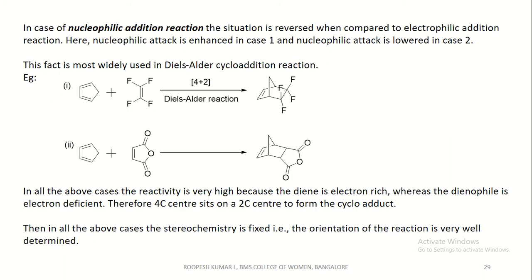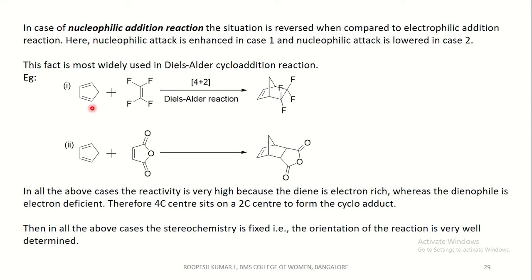In case of nucleophilic addition reaction, the situation is exactly reversed when compared to an electrophilic addition reaction. Here, nucleophilic attack is enhanced in case 1, that is, nucleophilic attack is enhanced when it is attached to an electron withdrawing group, and nucleophilic attack is lower in case 2, that is, it is lower when it is attached to an electron donating group. This fact is most widely used in the Diels-Alder cycloaddition reaction.